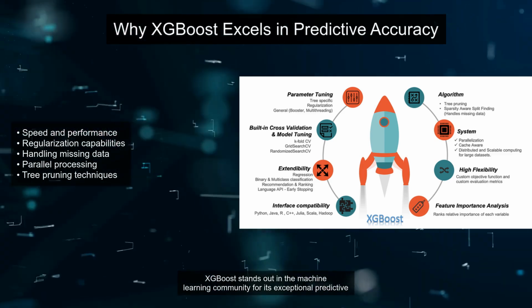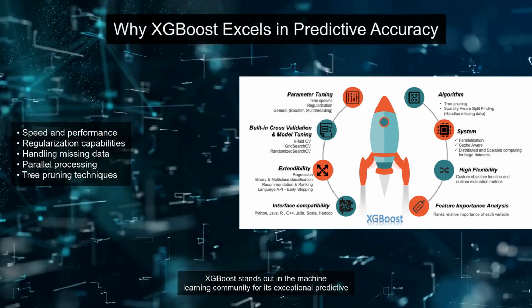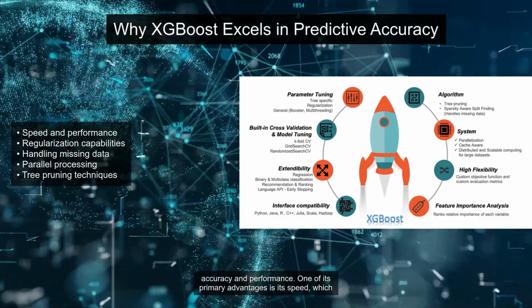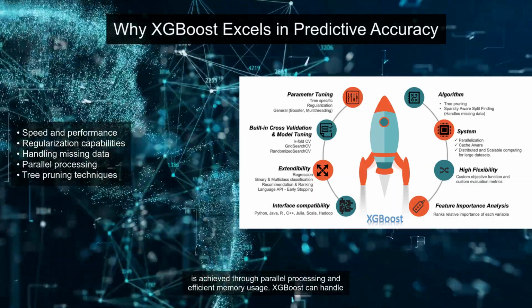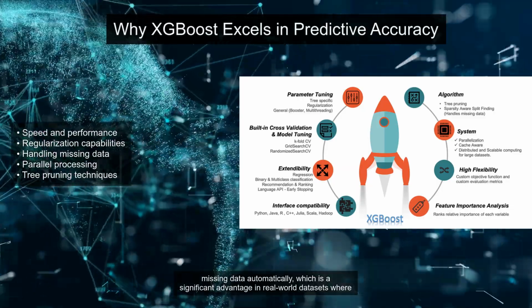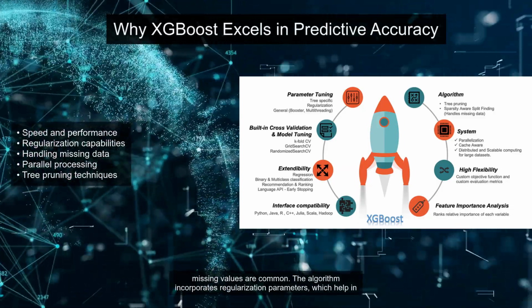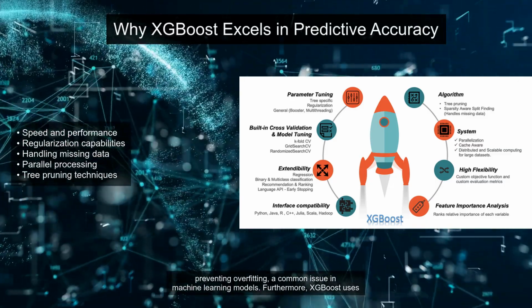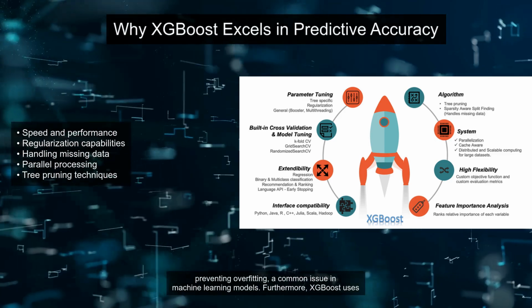XGBoost stands out in the machine learning community for its exceptional predictive accuracy and performance. One of its primary advantages is its speed, which is achieved through parallel processing and efficient memory usage. XGBoost can handle missing data automatically, which is a significant advantage in real-world datasets where missing values are common. The algorithm incorporates regularization parameters, which help in preventing overfitting, a common issue in machine learning models.